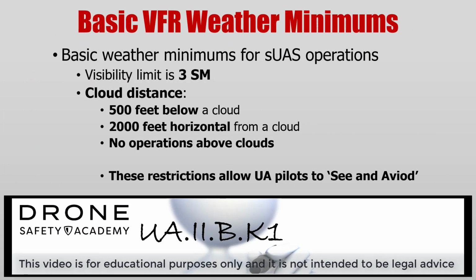Basic weather minimums for SUAS operations are really straightforward. The location of your operation for your UA must have a visibility of no less than 3 statute miles. Also, the flight path of your UA must be at least 500 feet below a cloud and must not get any closer than 2,000 feet from a cloud horizontally. No operations above a cloud either.